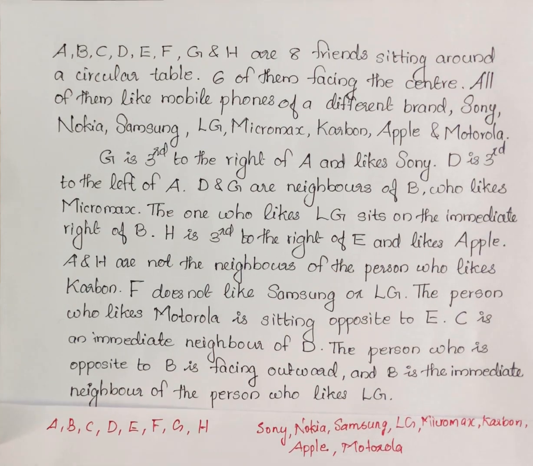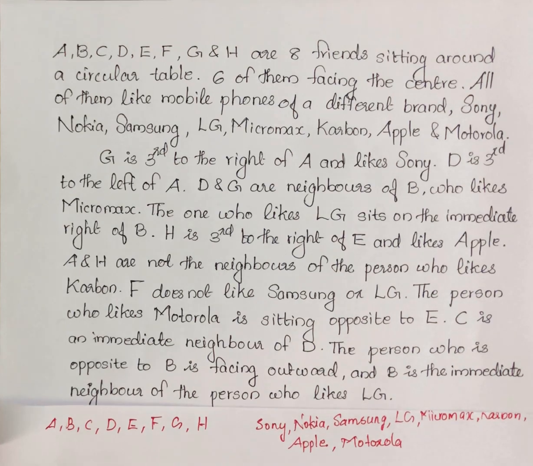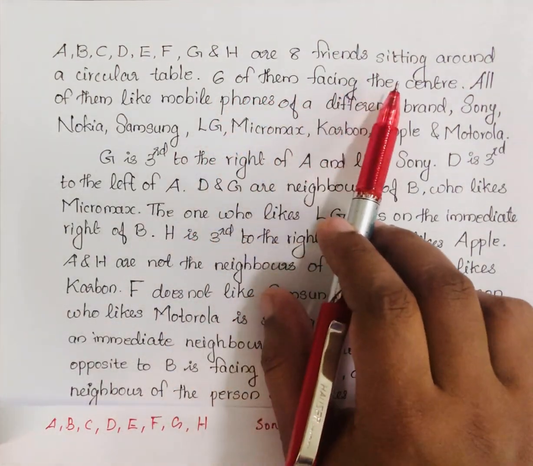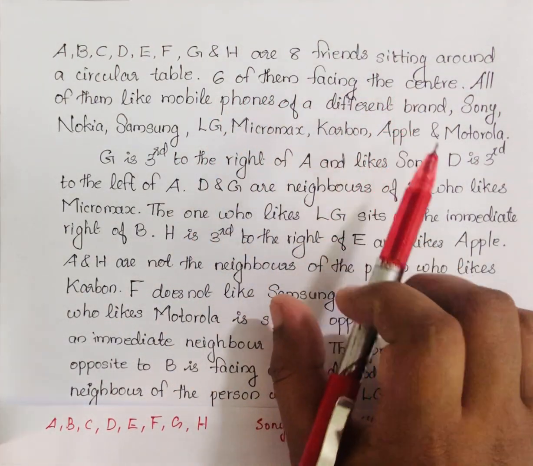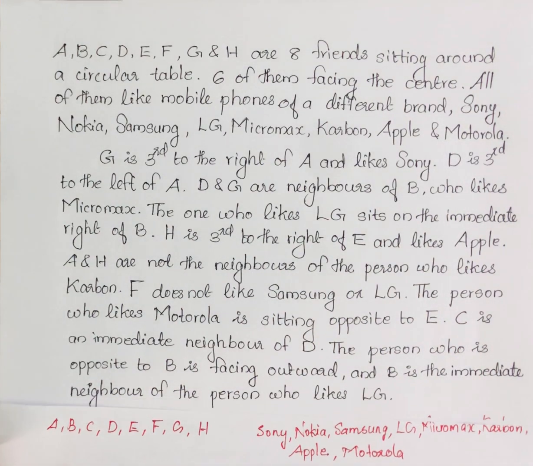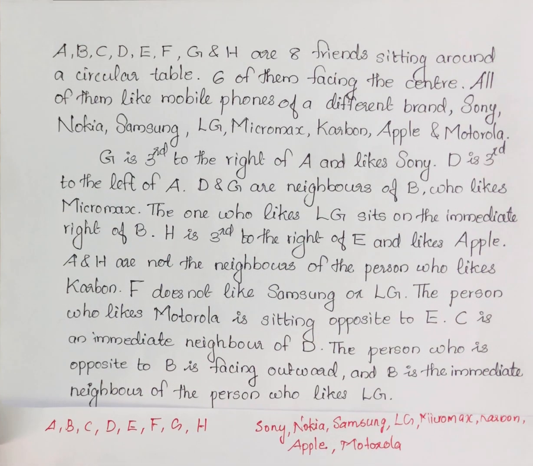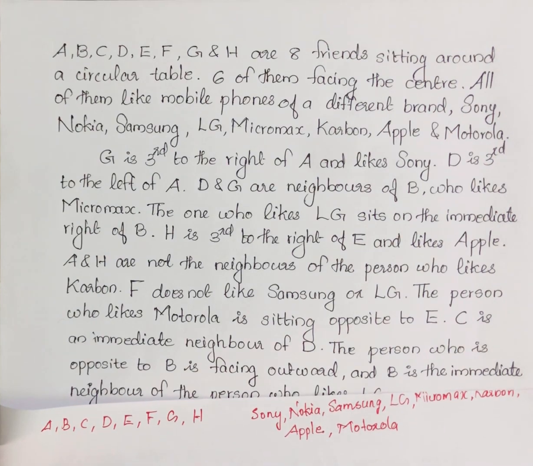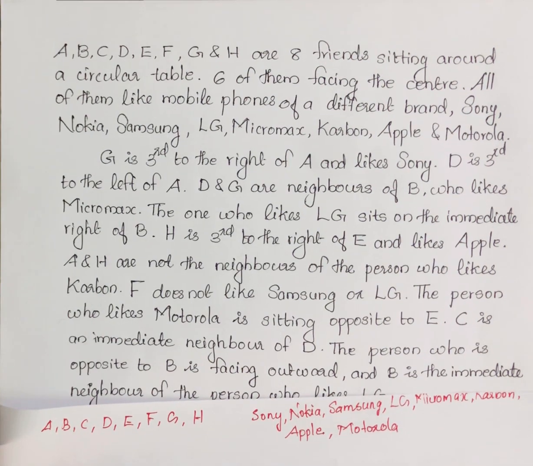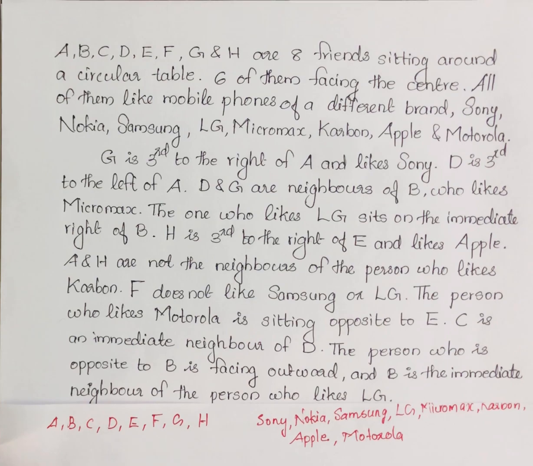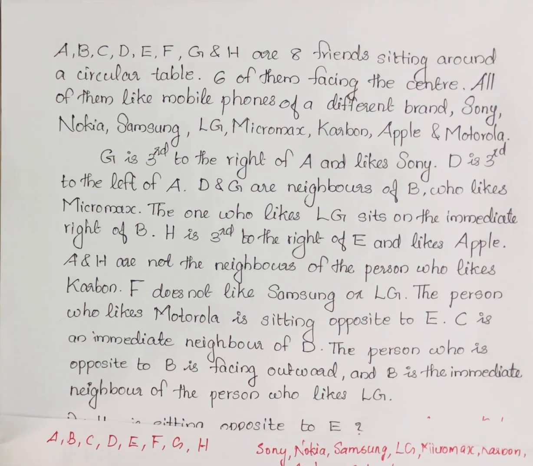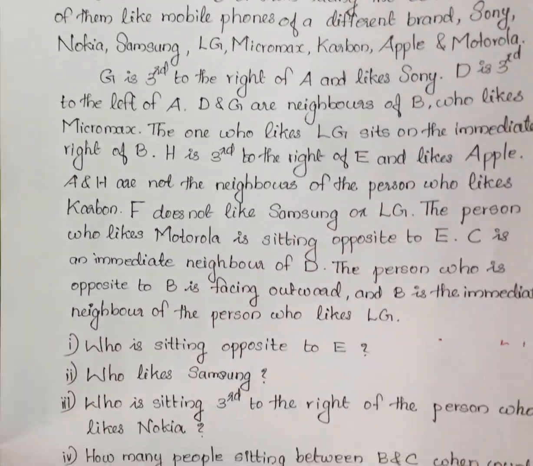It is given they are sitting around a circular table, but in this question 6 of them are facing towards the center. 6 of them facing towards the center means, of the total 8 persons, 2 are facing outside. But it is not given which are the 2 persons facing outside. That we have to find out from these conditions. Okay, so let's check it.